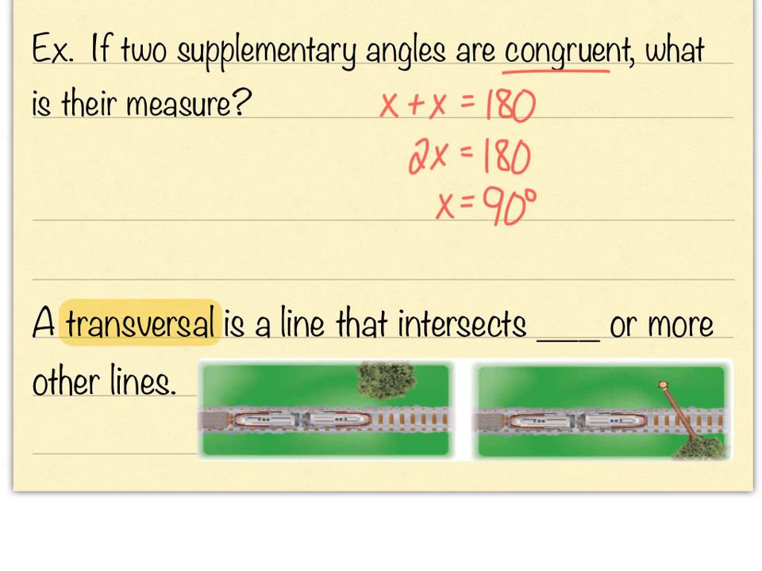So here's where we start getting into some new vocab for this year. And so the first one here is a transversal. And a transversal is a line that intersects two or more lines. That prefix trans means to cross. And so you can see in this example, we have two parallel lines indicated by the railroad tracks. And then we have a tree that's crossed the railroad tracks. And so that tree would be acting as a transversal line.